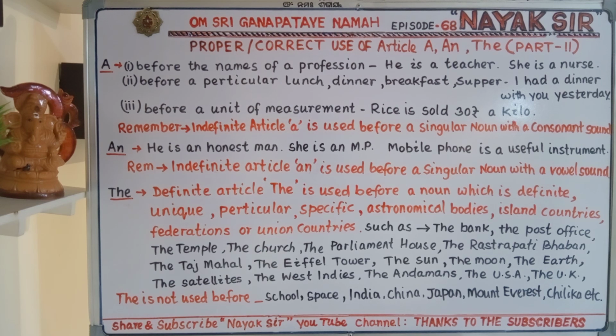The is not used before the following items, like school. You can say I am going to school. You can't say I am going to this school. I am going to hospital. You should not say I am going to the hospital. If your intention is other than the usual purpose of the place, then you can use the.